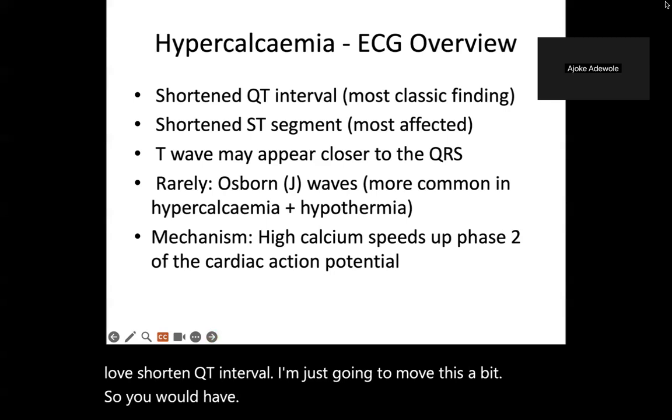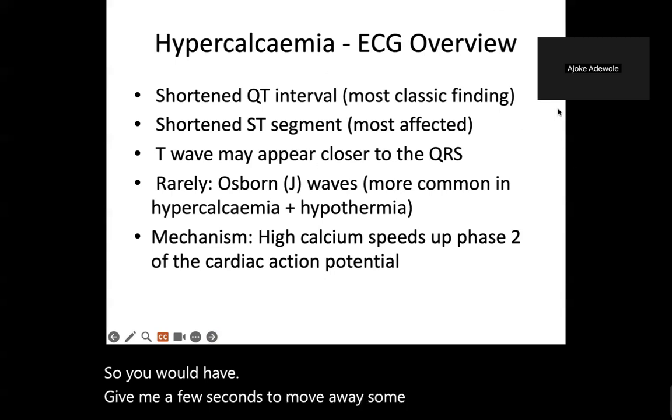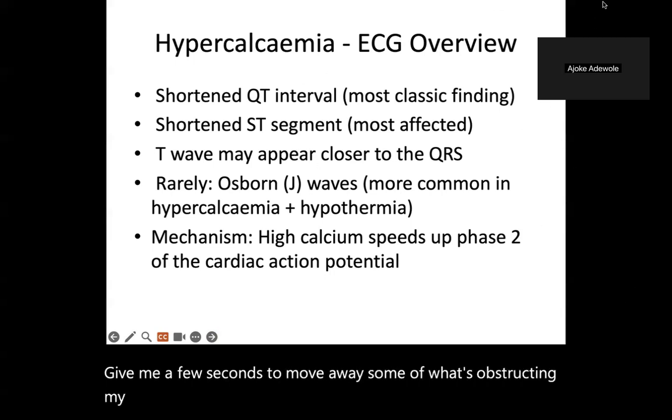Give me a few seconds to move away some of what's obstructing my view.